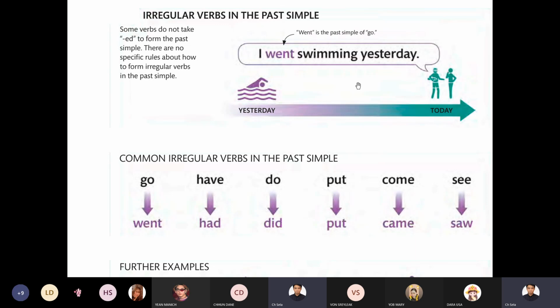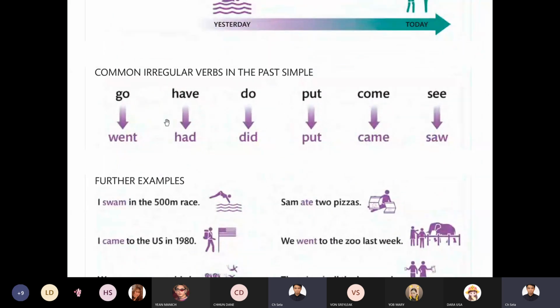All right, like I went swimming yesterday. Okay, I went swimming yesterday. So the word "went" here is the past simple of the word "go." Today and yesterday I went swimming, and you can see here common irregular verbs in the past. We have "went," we have "had," "did," "put," "came," "saw." These all change everything. Go, went, have, had, do, did, put, even if you change nothing, you also call it an irregular verb. And come, came, see, saw.